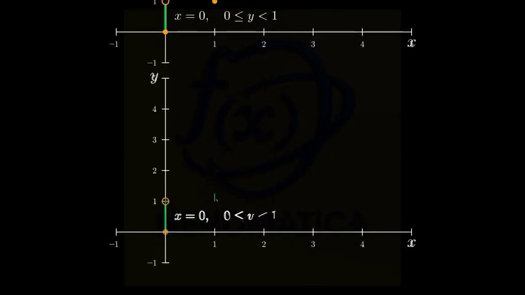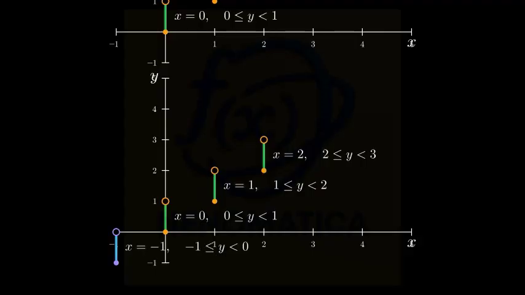To see the full picture, this pattern also extends to negative integers. For example, if the floor of y is negative 1, then x equals negative 1. And y is between negative 1 and 0, including negative 1, excluding 0.